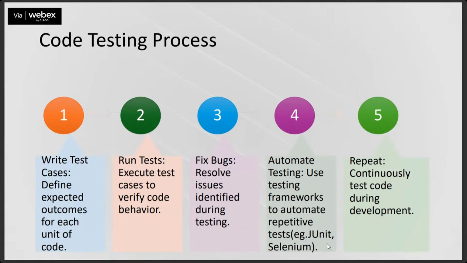This is the code testing process where we write the test cases, then define the expected outcome for each unit of code, each component, each screen, each functionality. Then we run the tests on that and check the behavior.